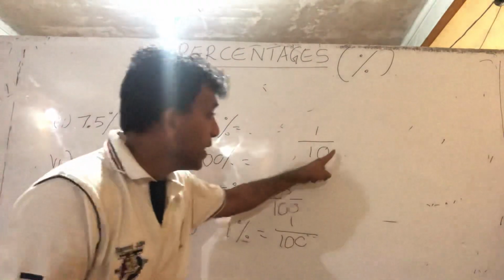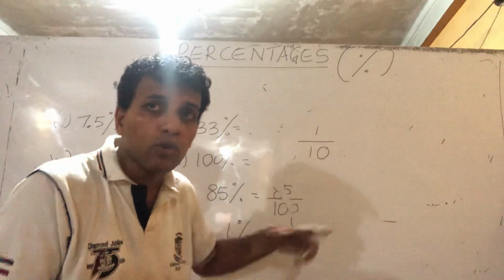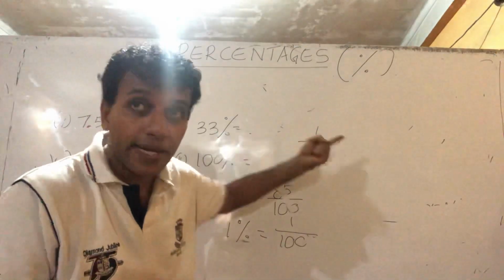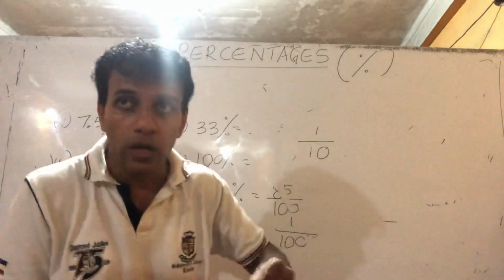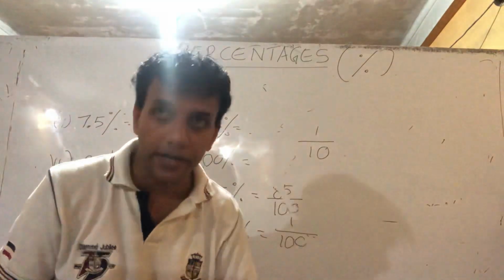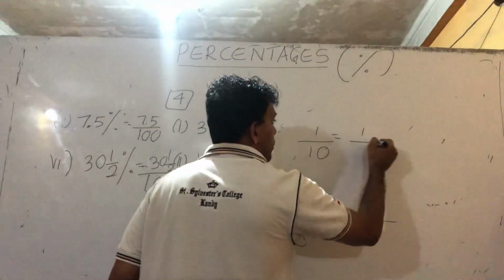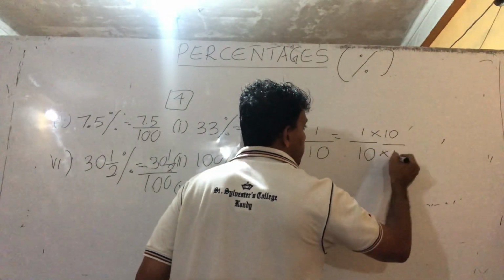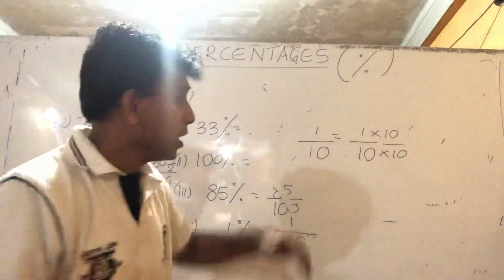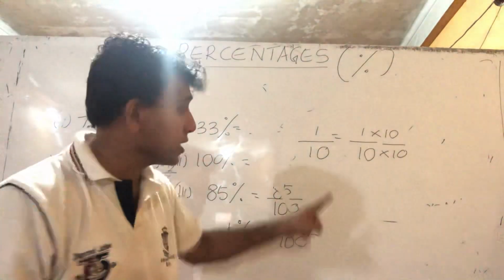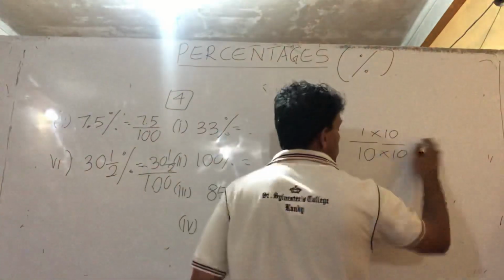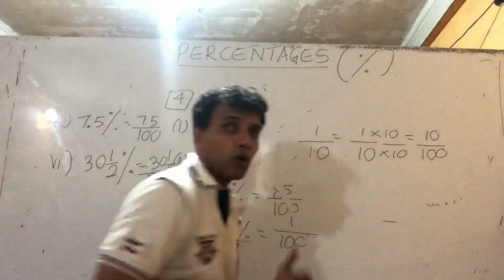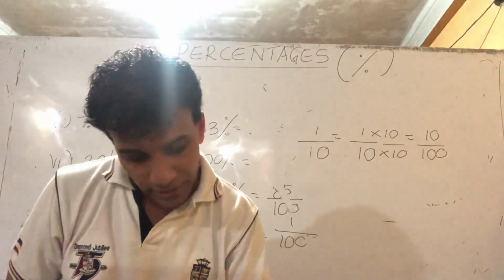We can write it. Make this 100. How to write the equivalent fraction? How do you make this 100? Multiply by 10. Numerator up and denominator down, multiply by 10, right? So 1 over 10, up multiply by 10, below also multiply by 10. Then only it becomes 100. Up and down multiply by 10, okay? Because there are only 100 here. So what is the answer? 1 times 10, 10. Below, 100. So out of 100, 10 means that's the percentage.